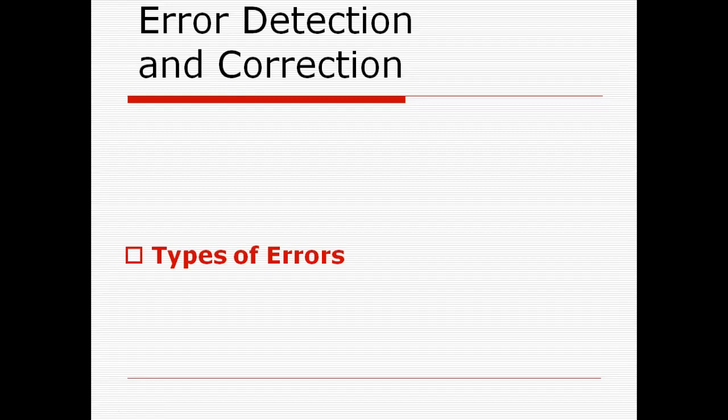So, we will cover types of error, that is a single one-bit error, two-bit error, and burst error. Second, we will study the error detection techniques. So, VRC, LRC, checksum, CRC are some detection techniques, and from the correction techniques point of view, we will study Hamming code techniques here.